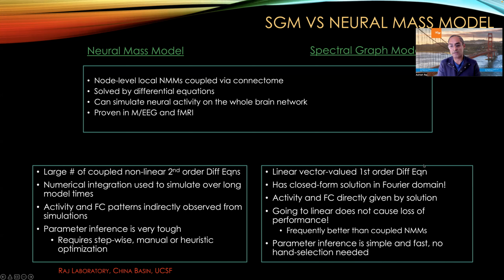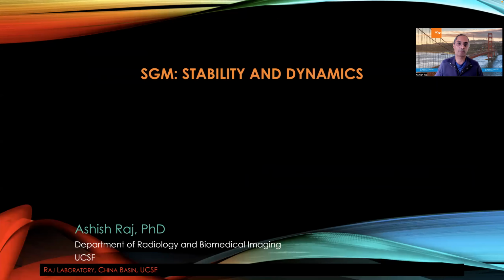One thing I should point out is that going to linear does not, in fact, seem to cause any loss of performance. In fact, the model performance of spectral graph models is sometimes, quite frequently, in fact, better than coupled neural mass models. And perhaps the reason for that is that parameter inference is so simple and fast, and no hand selection is needed. You don't run into the pitfall of having gotten trapped in the wrong parameter space, which is typical in challenging inference problems like NMMs.